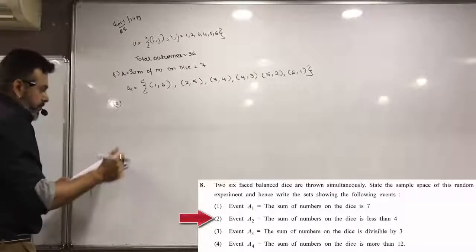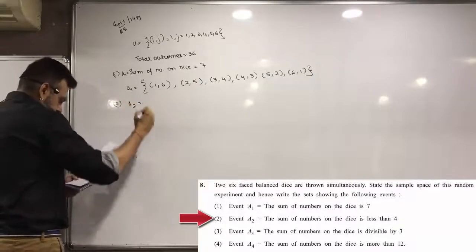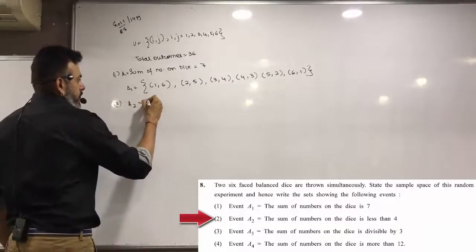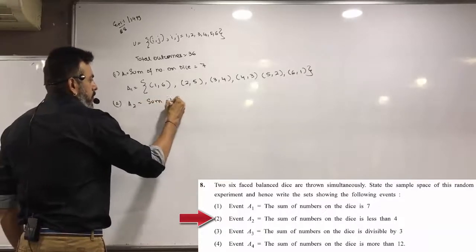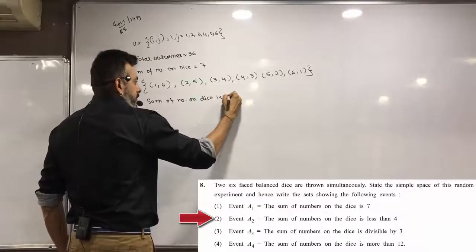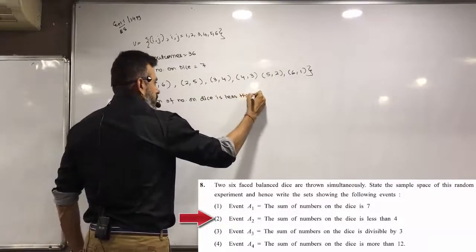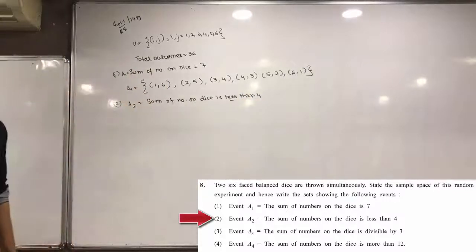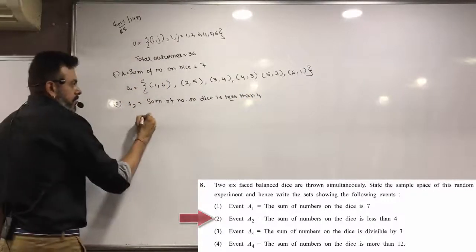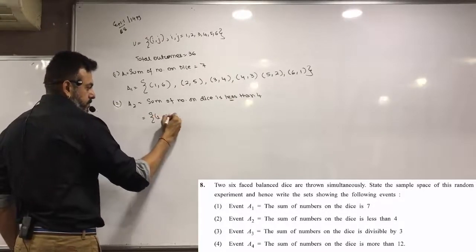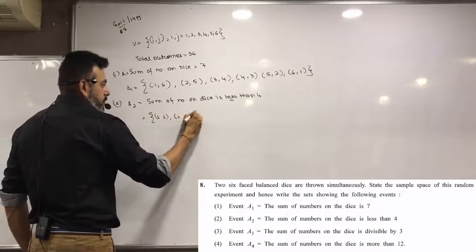Second, A2 is equal to sum of numbers on dice is less than 4. Sum of numbers on dice is less than 4. So it should not be 4. Is this clear? Okay. Which is equal to (1,1), (1,2).